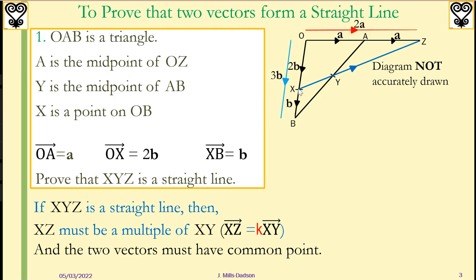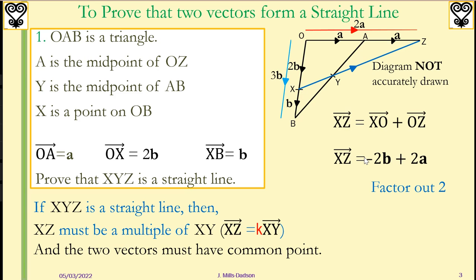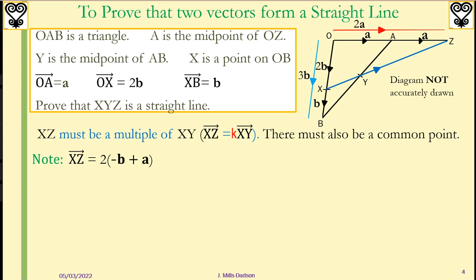So to work out XZ, we know XZ is simply XO plus vector OZ. But vector XO, you are going against the vector 2B, so it has to be negative 2B, then plus 2A. Factor out 2. That's our answer for vector XZ. Now we need to work out vector XY. So we've got our XZ already.